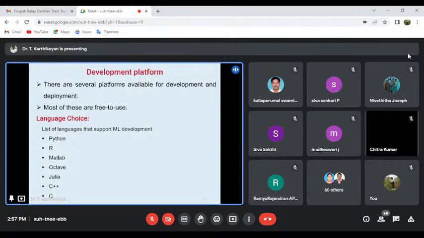Here is a brief list of development languages. What are they? The languages are Python, R language, MATLAB, Octave, Julia, C++, and C. These are the languages most widely used to develop machine learning applications. These are all the languages we can use to develop on machine learning platforms.